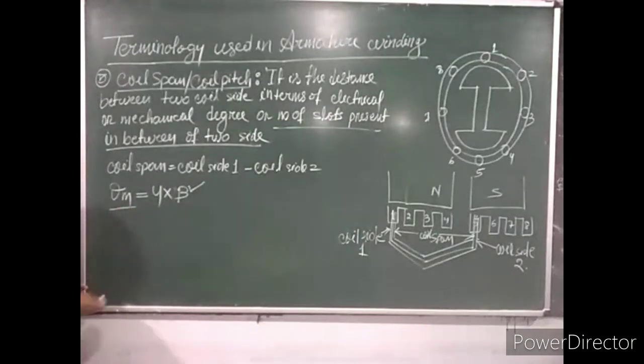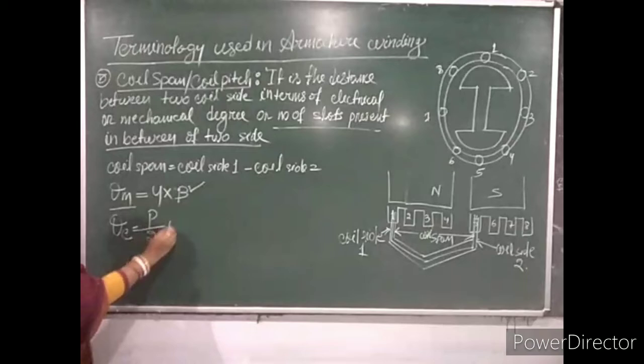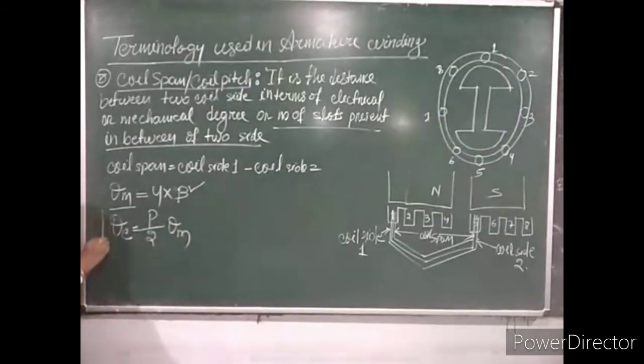Once you get the mechanical degree, you can easily calculate the electrical degree by using the formula P by 2 into theta mechanical. This equation shows the relationship between theta electrical and theta mechanical, and this formula is very important. You may face a short question or some numerical based on this formula in your semester exam, also for competitive exams.